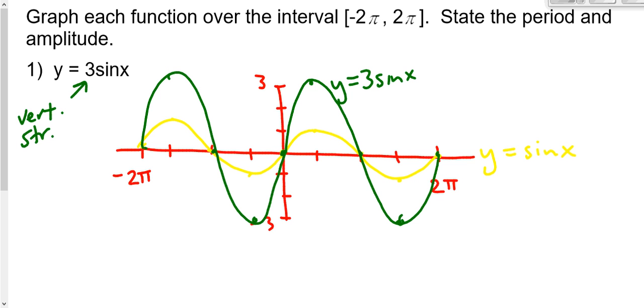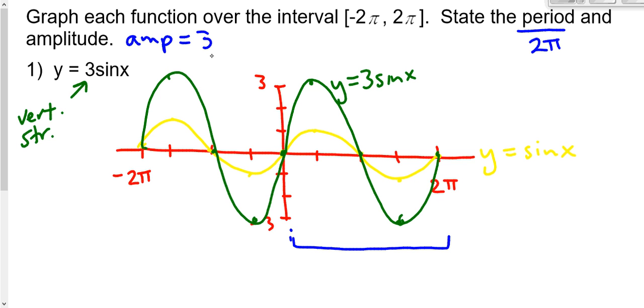And then for the period, that would be the width of one cycle. That did not change at all. It's the same as it was originally, so that would be 2 pi. And for the amplitude, that would be the height from the middle to the top, and that did change. The amplitude is 3. Normally it's 1, but we multiplied the function by 3, so we tripled the amplitude.